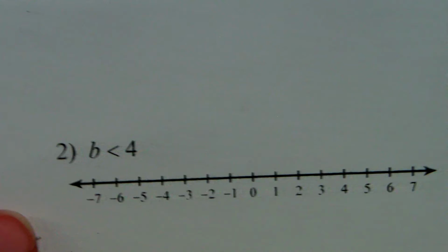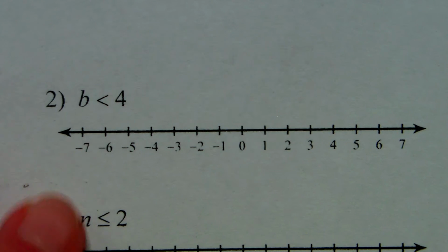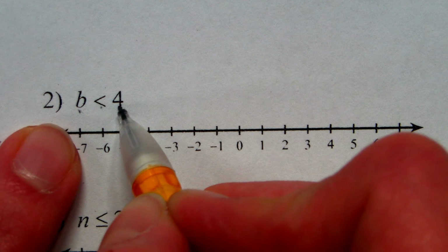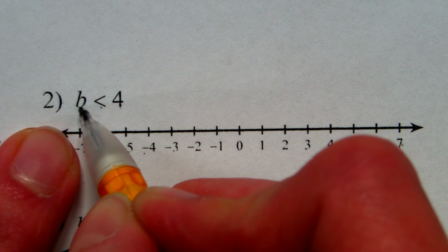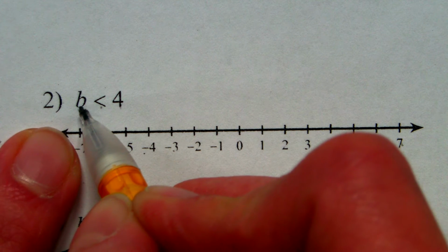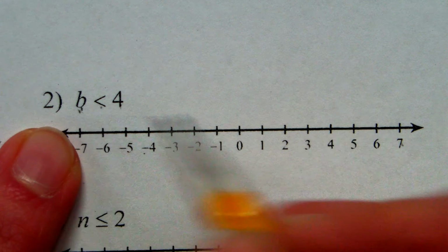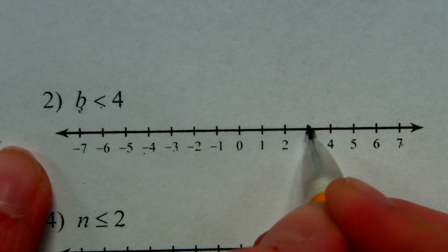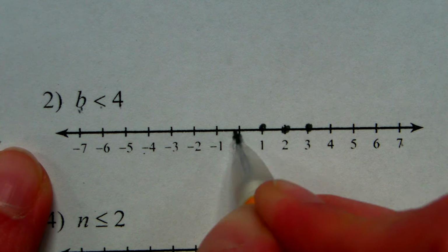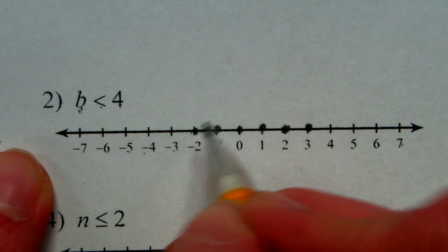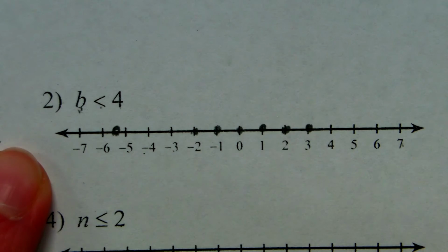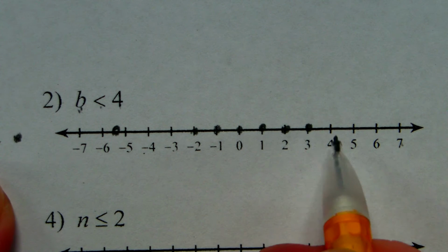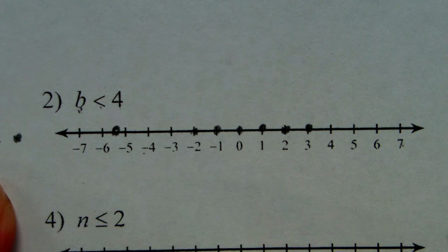Let's take a look at number 2. This says B is less than 4. 4 is bigger and B is less. So we want to think of all the numbers that are smaller than 4. So if we think about that, here's 4. All the numbers to the left of 4 would be smaller. Things like 3, 2, 1, 0, -1, -2. -5.5 would be smaller. -10 would be smaller. So everything from 4 to the left is what we're looking for.